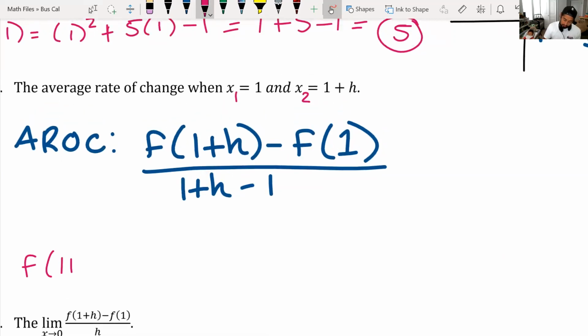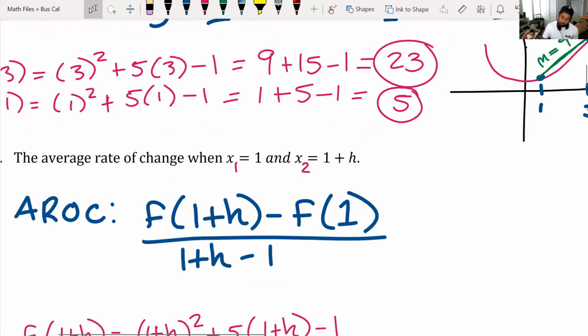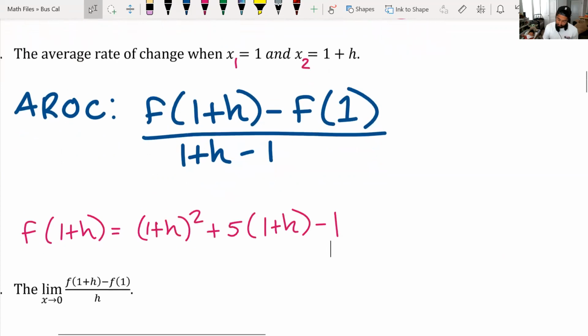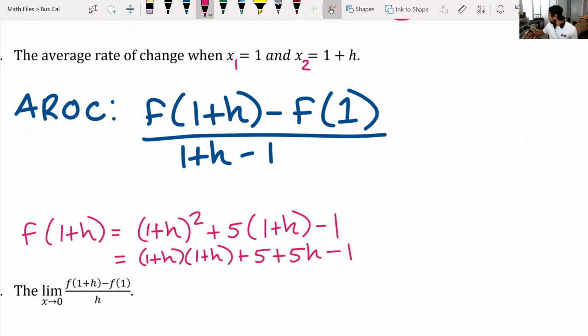f of 1 plus h, we're plugging it into the original function above, which means I would have 1 plus h squared plus 5 times 1 plus h minus 1. Right? x squared plus 5x minus 1. And now simplify. This will become 1 plus h times 1 plus h plus 5 plus 5h minus 1. FOIL these two.